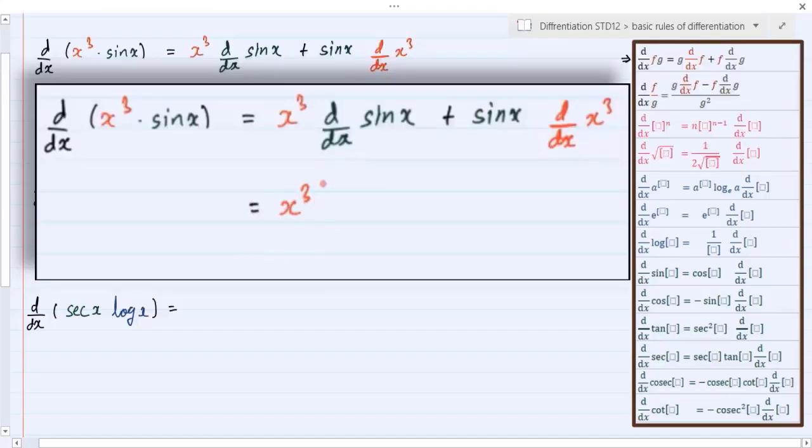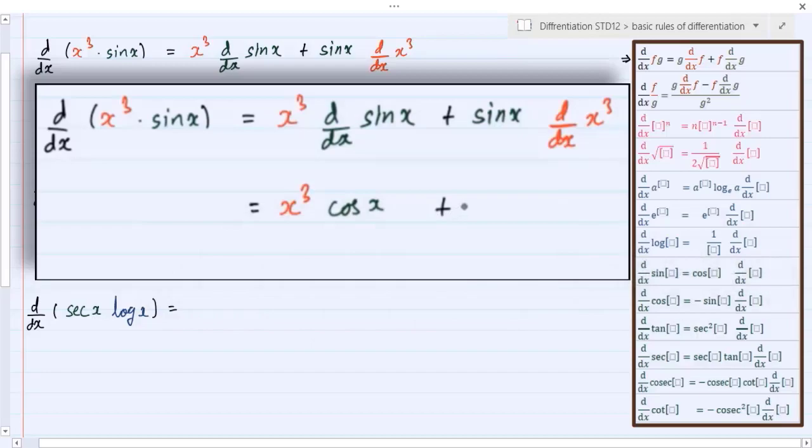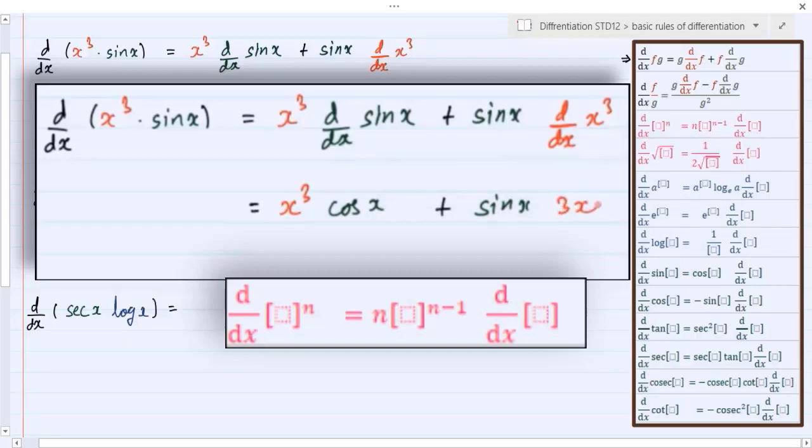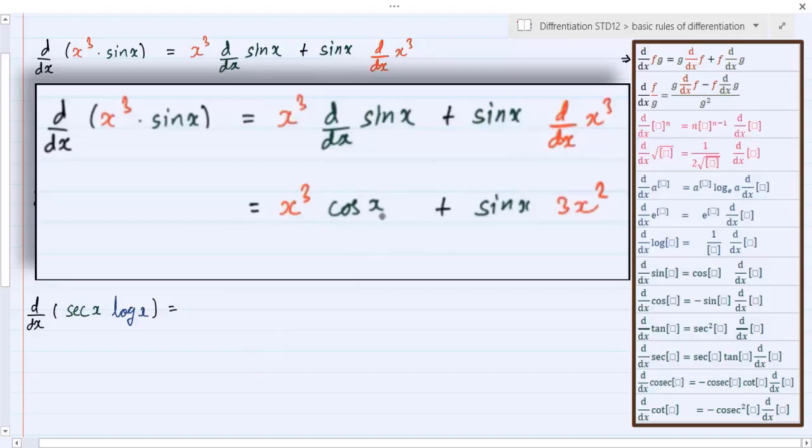Our x cube will be as it is. Differentiation of sin x is cos x, plus sin x will be as it is. Differentiation of x cube will be 3x square. You can accept this as your answer, but if you want to simplify, you can take x square common. So x square (x cos x plus 3 sin x) is the simplest answer. Ta-da!